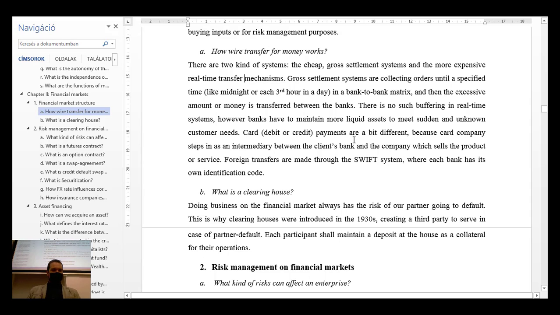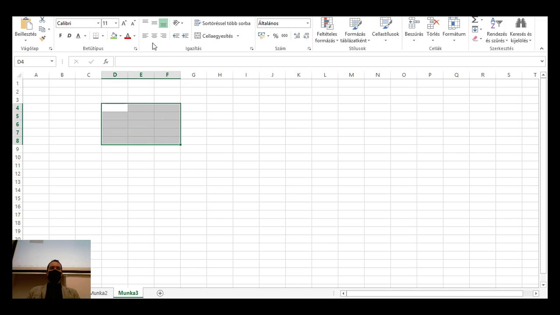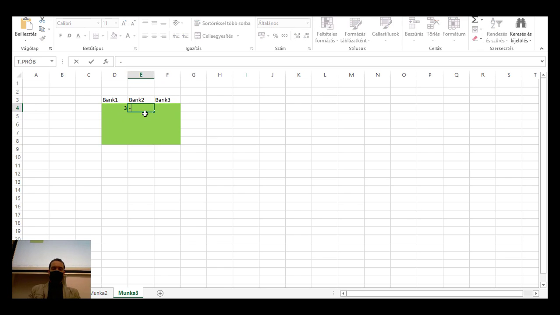Nowadays, it's harder to say because if you are sending money from one bank account to another bank account, there are many different agents. So gross settlement systems are saying that, okay, we will collect, they are creating a matrix that we have a relationship with bank 1, bank 2, and bank 3. So it can be, let's say 3, it can be -2, it can be 6.